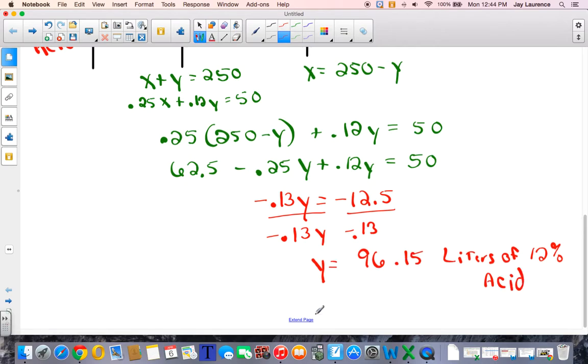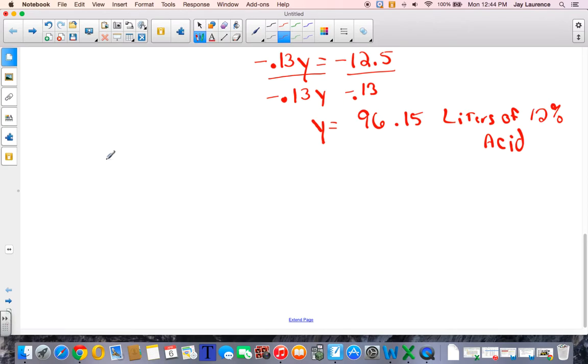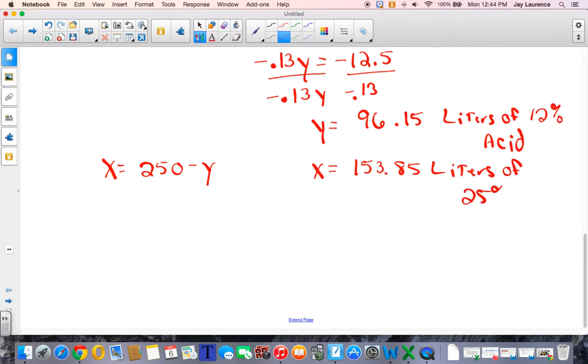Okay, now to get my other one, I'm just going to use x equals 250 minus y. Well, there's y right there, 96 15/100. So 250 minus 96 15/100. And so then x would be approximately, it's a rounded answer, so it's off by a little bit, but pretty darn close, of the 25% acid.